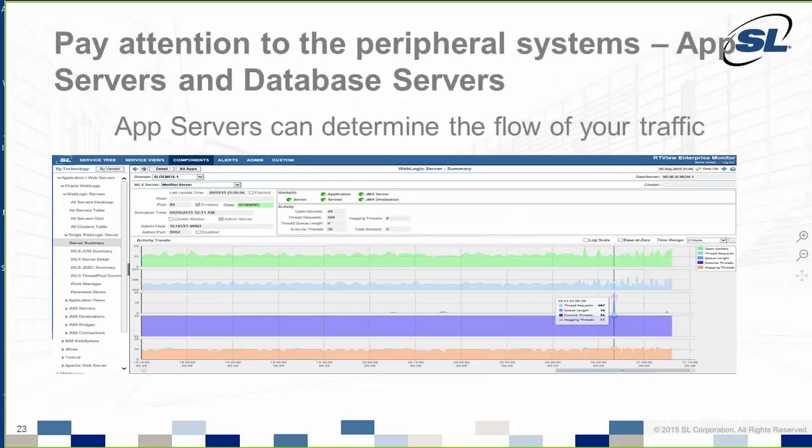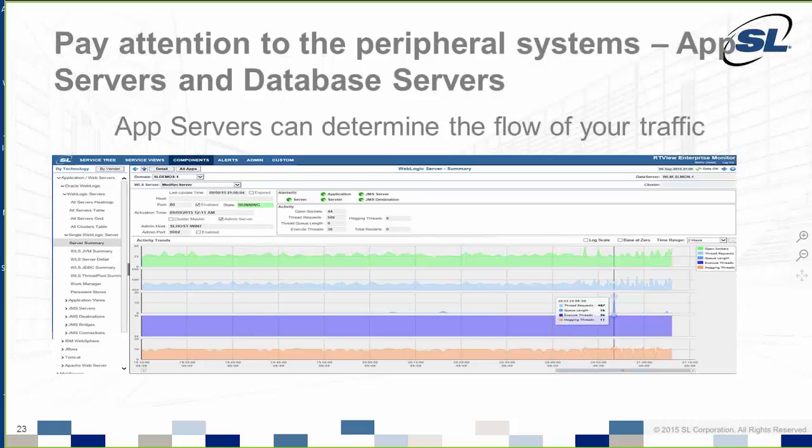So we need to pay attention to the peripheral servers. We need to look at the app servers and the database servers. After all, these are the systems that are regulating traffic into your environment. So you need to keep this information available to you. This really should be where you go to when you're trying to address any intermittent problem before you start drilling into any real depth on the TIBCO environment.